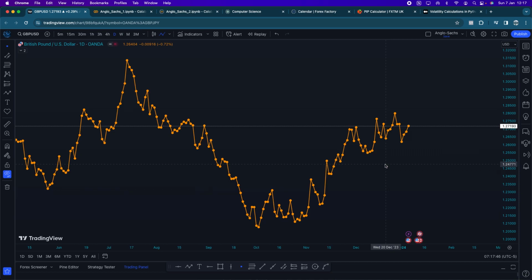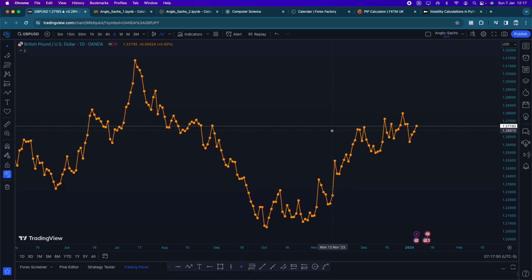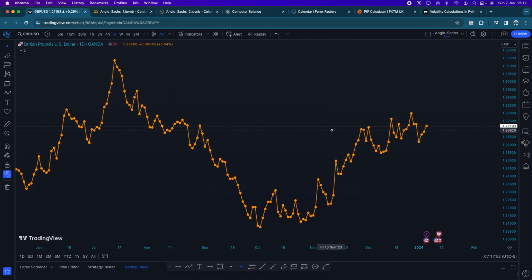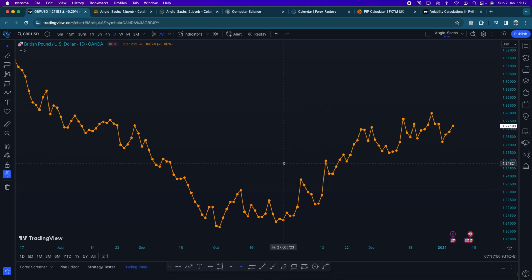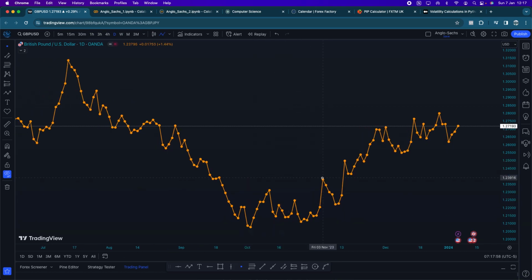Okay. So without further ado, we're going to get straight into this video, and currently we are on the line chart, and I'm just going to give a bit of a backdrop as to what has recently happened here for this price move, for this push higher on the pound USD.